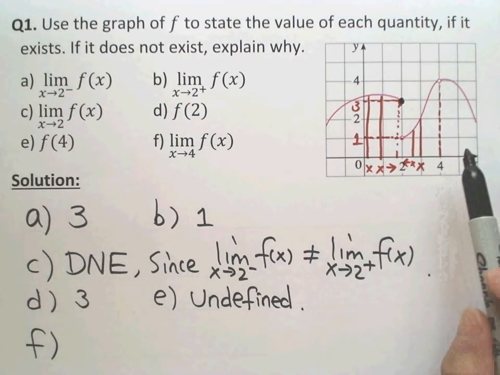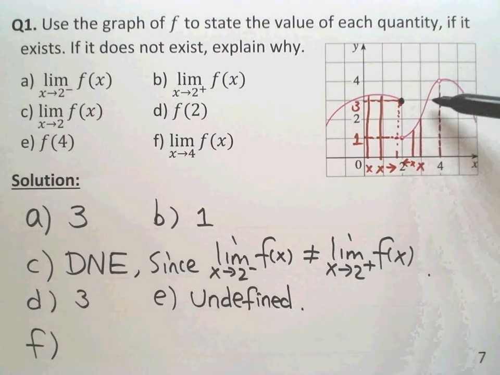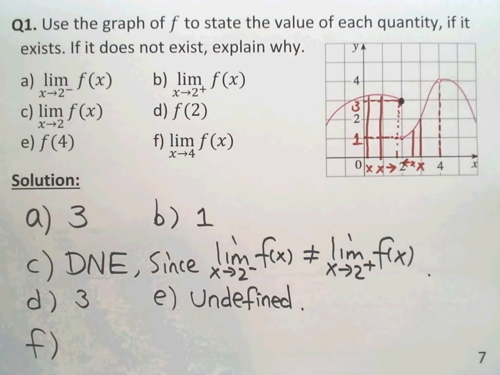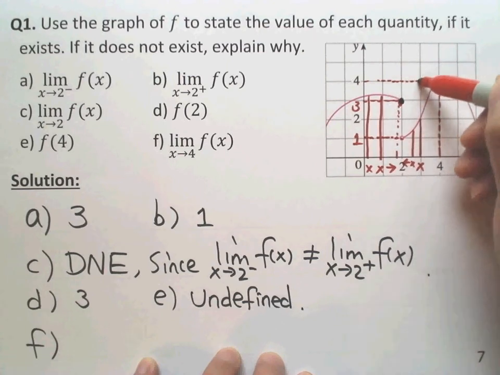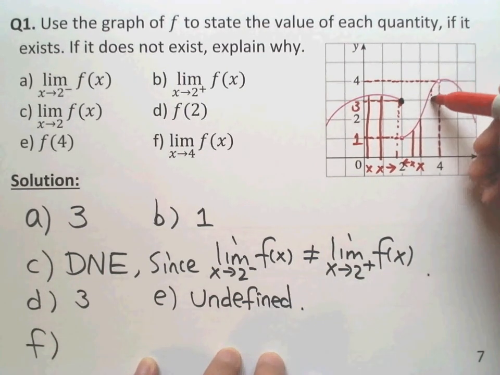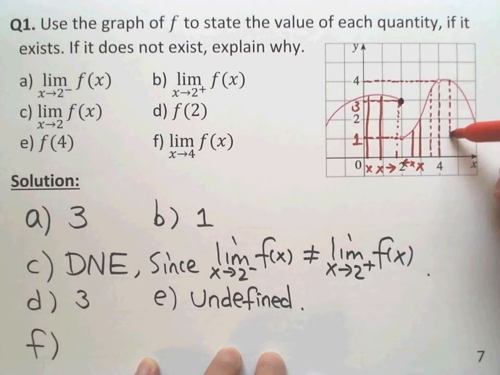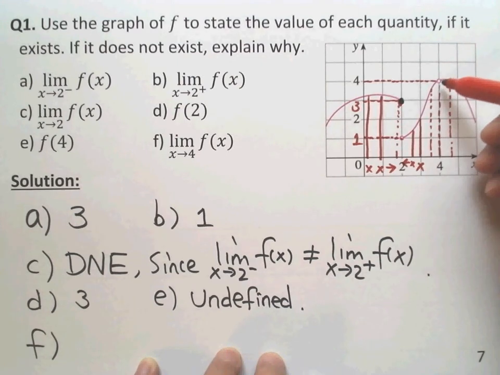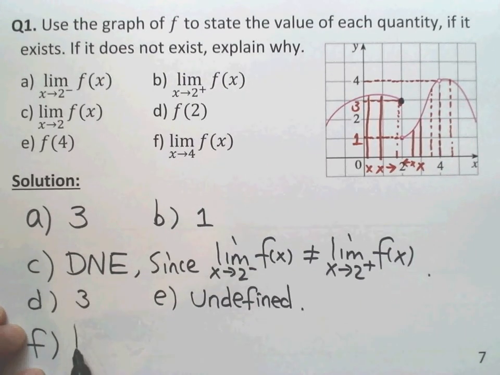The last question is, what is the limit as x approaches 4? It's easy to look at, right? The left-handed limit is 4. The right-handed limit is also 4. I think you can see. No matter whether x approaches 4 from the left or from the right, the value of the function always gets closer, arbitrarily closer to 4.